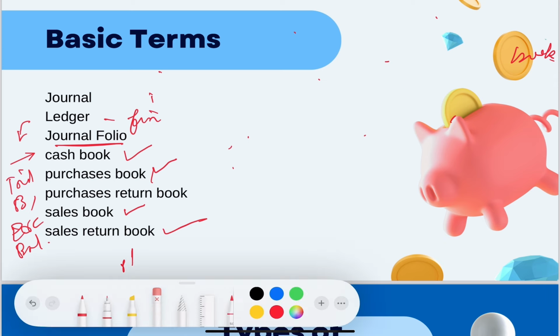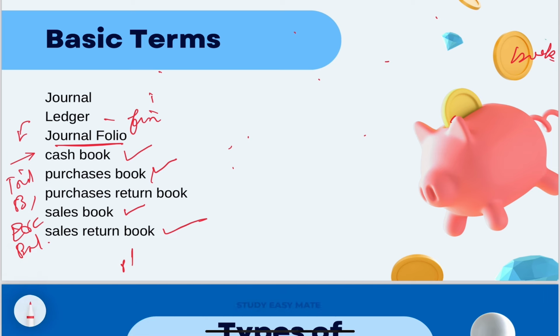So what is a cash book? A cash book records all the cash and bank transactions. If you receive or pay money, it goes here. It's like a cash diary for your business. Say, for example, you received 5,000 rupees from a customer: cash in. 2,000 paid for rent: cash out. So it's treated like a journal and a ledger. That is called a cash book. It records all cash and bank transactions.